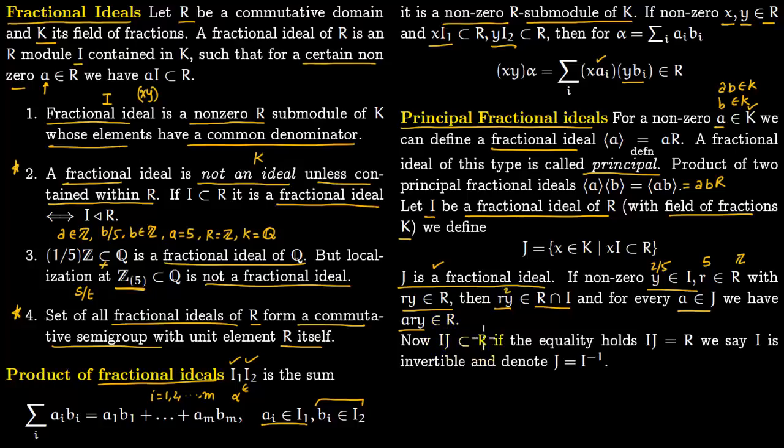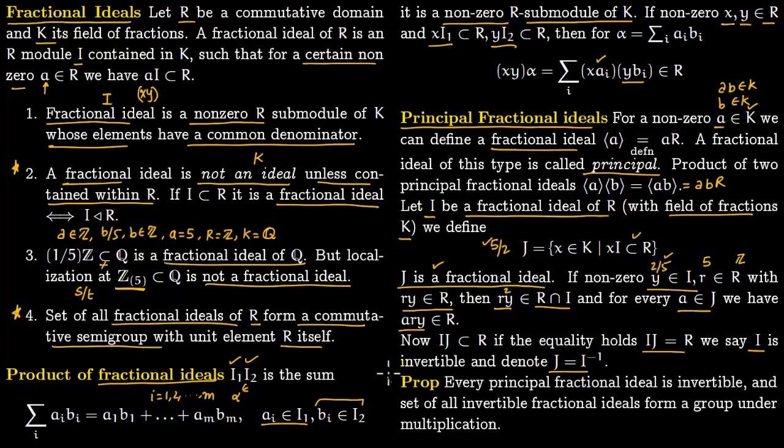Now this I times J lies within R. If the equality holds, we say I, which is a fractional ideal, is invertible, and we denote J as I inverse. So the story is that if you have 2 by 5 living in this ideal I, you want 5 by 2 in this J, so that you can generate a 1, so that you can get this underlying ring R. These two will cancel out, and therefore you have to pick up elements which lie in the field of fractions so that you can hold this condition. So the idea is precisely that you want to generate the ring R with two fractional ideals. So you denote this J as I inverse.